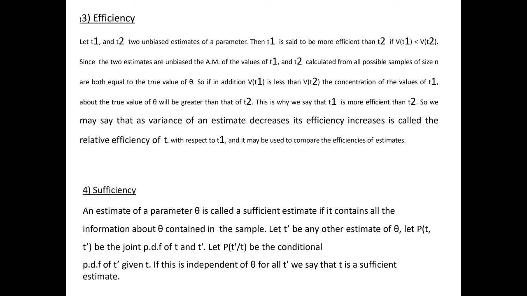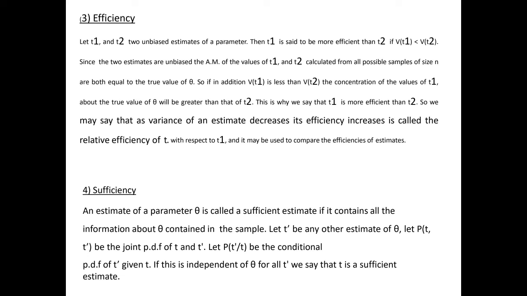The third property is efficiency. Let T1 and T2 be two unbiased estimates of a parameter. Then T1 is said to be more efficient than T2 if variance of T1 is less than variance of T2. Since the two estimates are unbiased, the arithmetic mean of the values of T1 and T2 calculated from all possible samples of size n are both equal to the true value of theta.